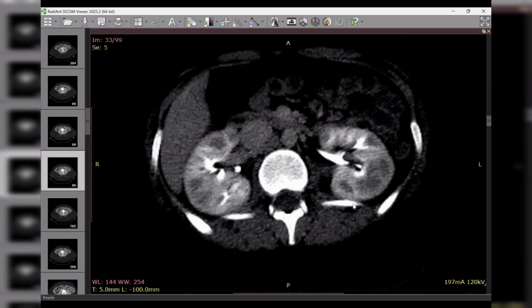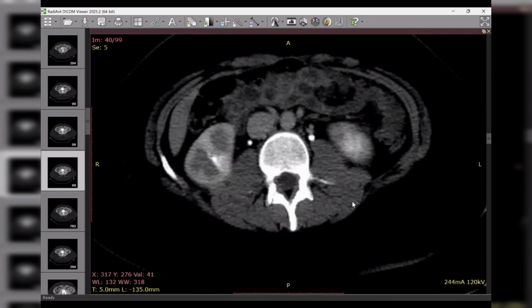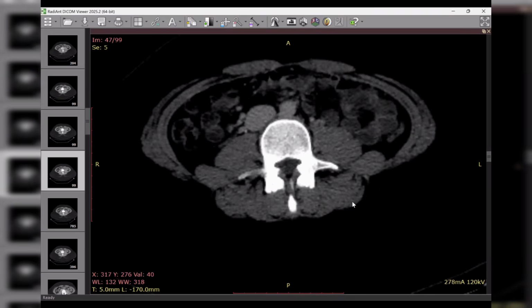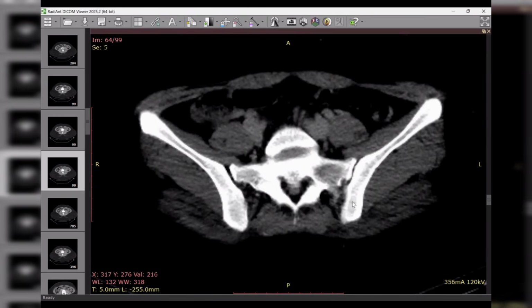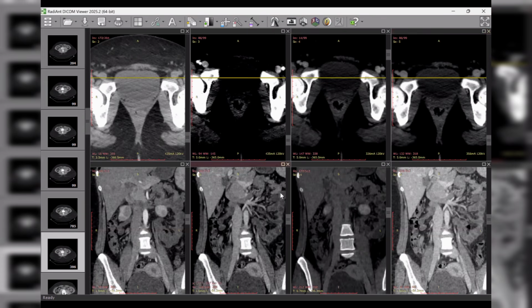Okay, I will give you the coronal image. This is the delayed image. You can see it scrolled. Nice. And this is the best phase of this study.